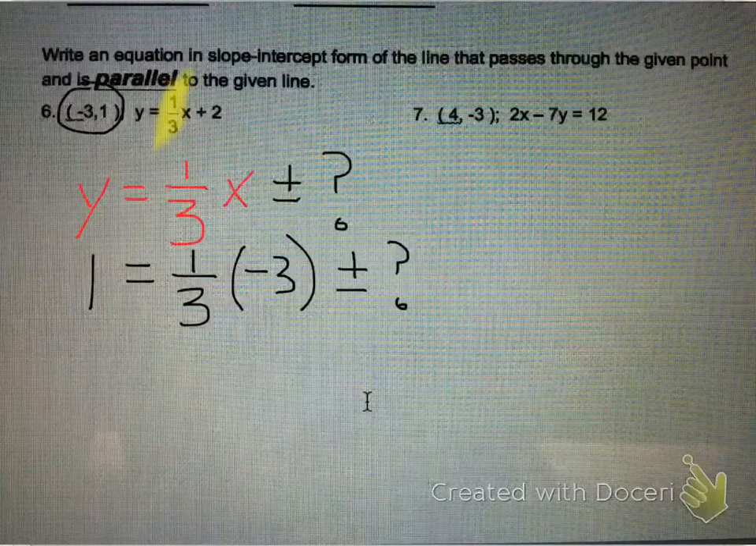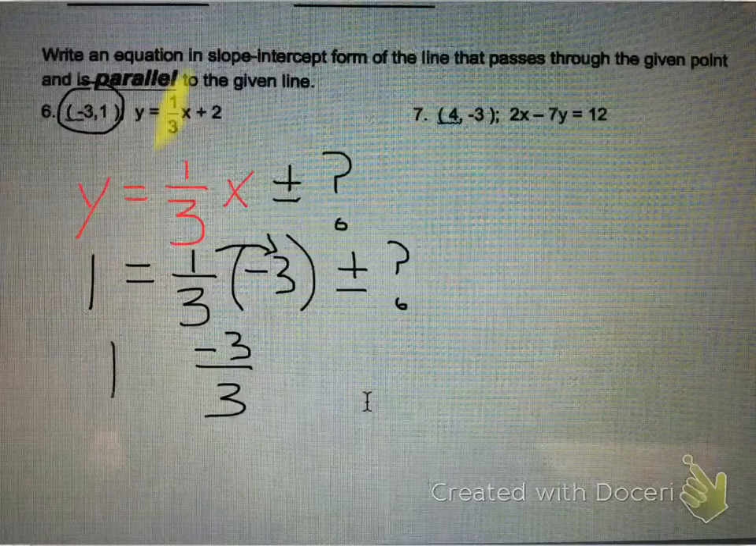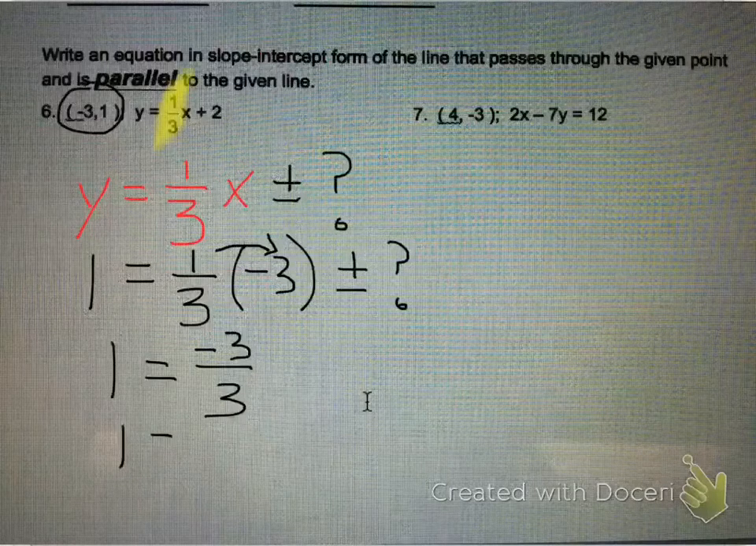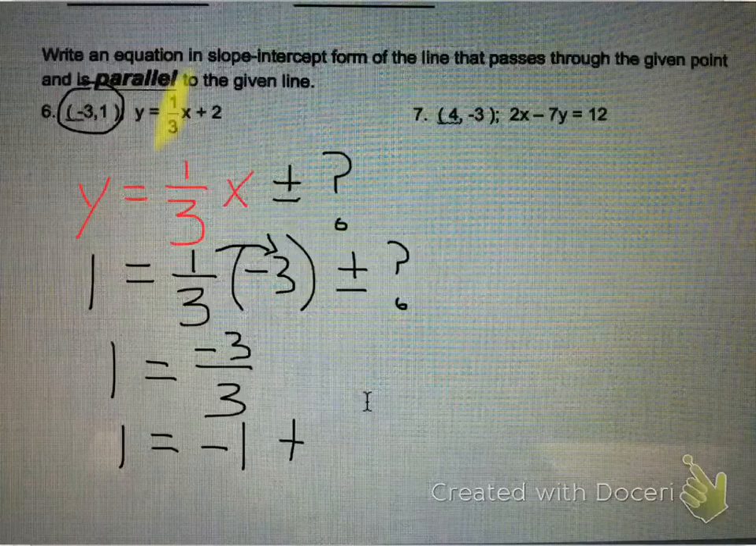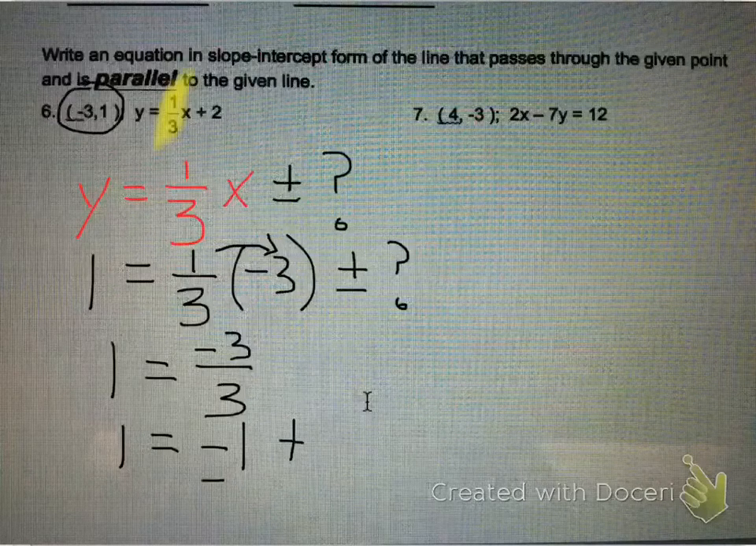1/3 times -3. Well, just remember we multiply the top times the whole. So this is the same as -3/3. Right? So what's -3/3 the same as? -1. So -1 is what I have, but I have to get to +1. So how much do I have to add to it? 1. To get rid of this -1, I would just add 1, right? So I'd add 1 here.